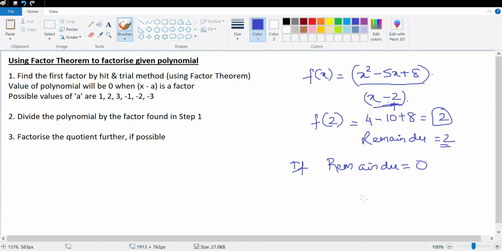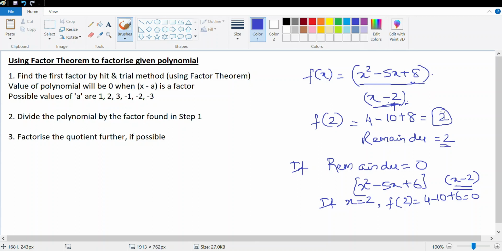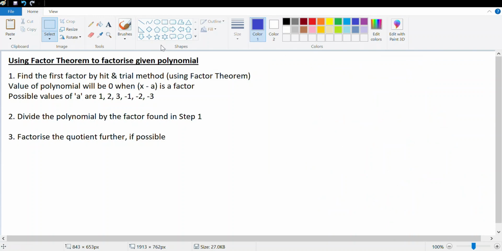So let's look at an example. Let's say x square minus 5x plus 6. We need to figure out whether x minus 2 is a factor or not. So if x is equal to 2, let's figure out the value of this expression. f(2) would be equal to 4 minus 10 plus 6, which is 0, which means x minus 2 is a factor of this given expression, whereas x minus 2 is not a factor of the earlier expression, as it leaves a remainder of 2. That's what the remainder and factor theorem helps us figure out without actually dividing: whether it's a factor, and also what the remainder will be. Now let's go ahead and use the factor theorem to factorize a given polynomial.